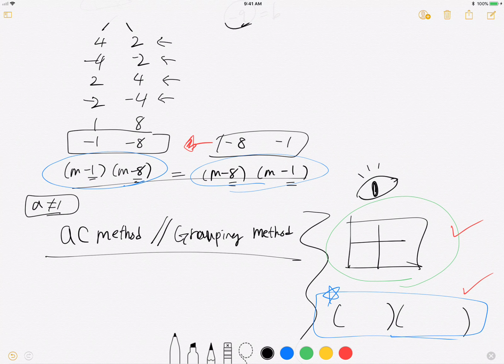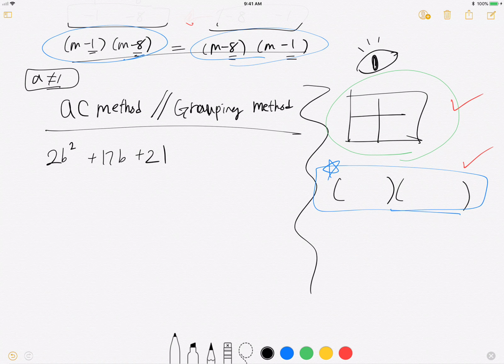So let's say supposedly I had something like this question, 2b squared plus 17b plus 21. Here, a is not equal to 1. So what would you do? Well, you can still open up two parentheses, like this. And you can still try to find two factors that multiply to give you 21.